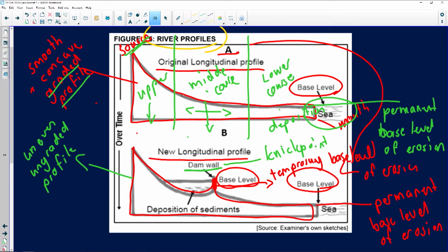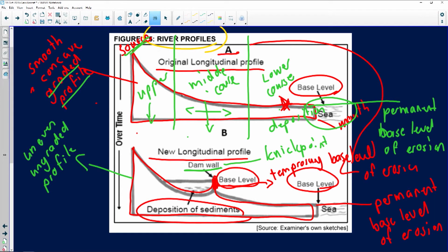So what happens? What's going to happen with the volume of water? It's going to build up, right? It's going to increase over there. Obviously, below the middle course, what's going to happen? There's going to be less volume of water because of the dam being built over there. Now, they've mentioned the deposition of sediments. Now, usually deposition of sediments takes place in the lower course, but now it's taking place in the middle course, right? So the equilibrium is completely disrupted by the dam wall that's been created over here.